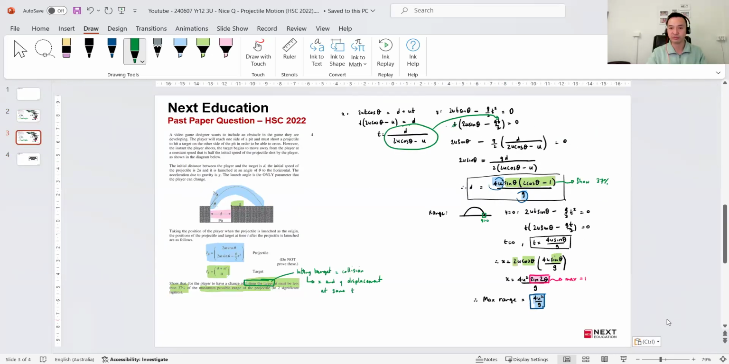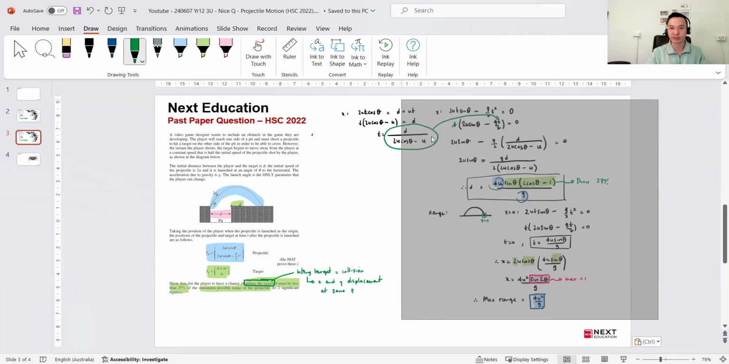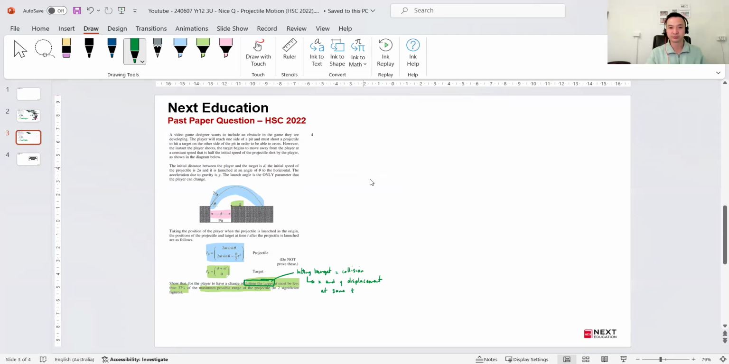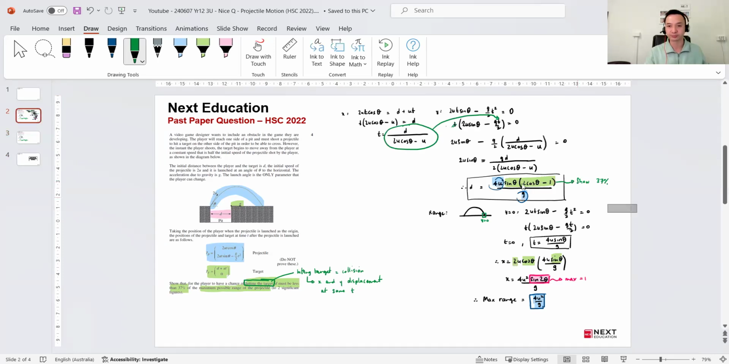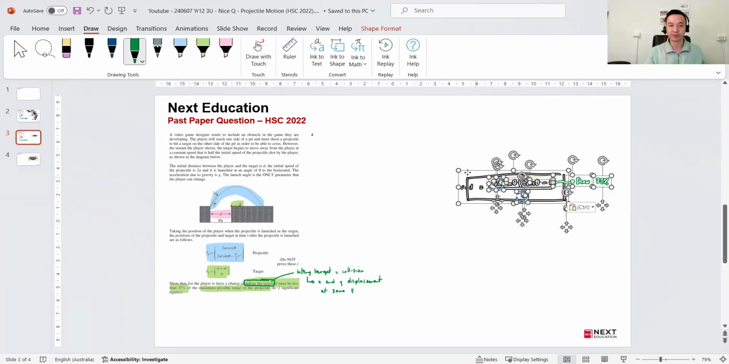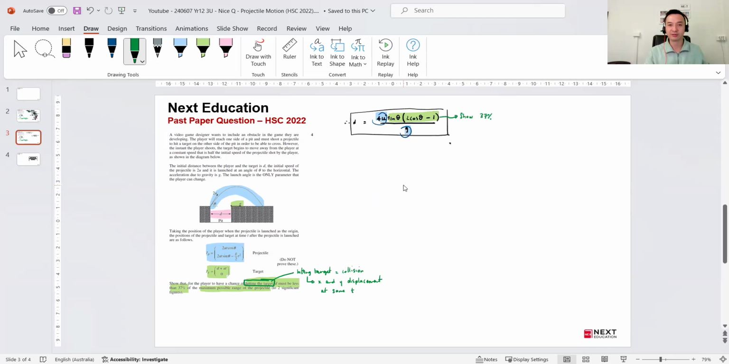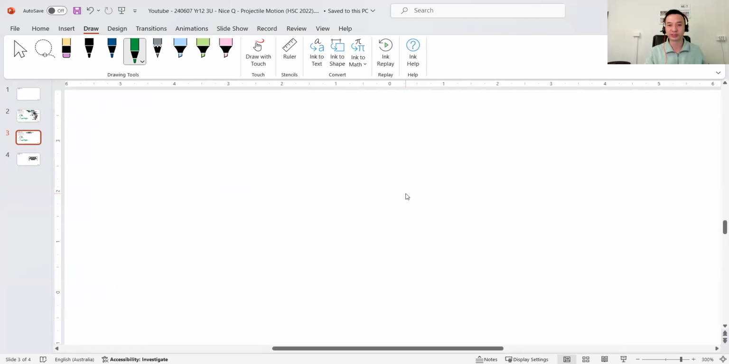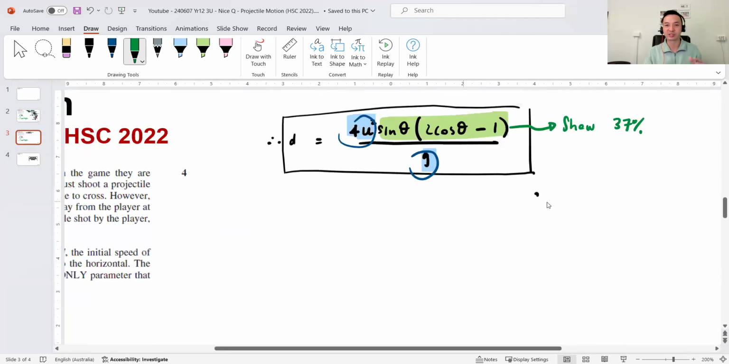Let me remove everything. Give me a clean slate to work with to prove the 37%. But I do need that expression here, so I'll start off here. Perfect. Now, this is where, from a question without numbers, we're going to have to demonstrate 37% somehow. So this is what I'm going to do.